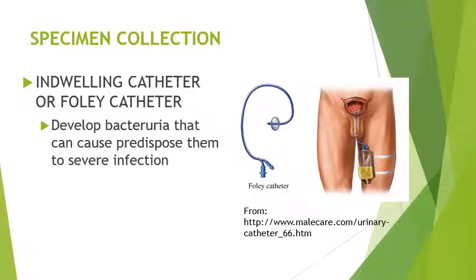Next would be indwelling catheter or Foley catheter. Note, this is actually used when you're collecting urine sample for old age or geriatric patients. So the cons of this specimen collection are that they can develop bacteria that can predispose them to severe infection. So there's a possibility na mag-induce ka pa ng bacterial infection.